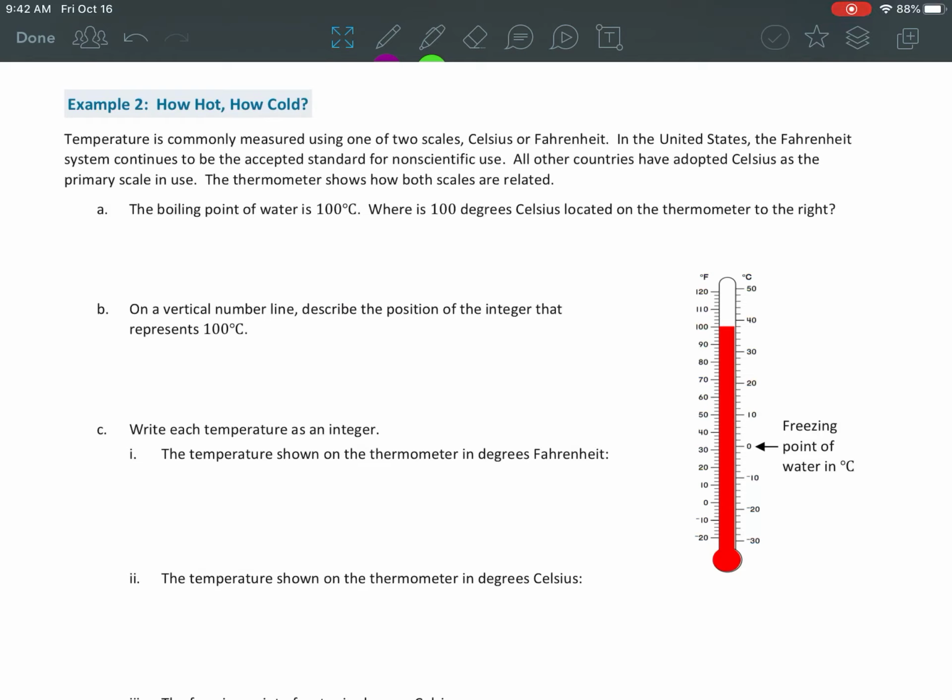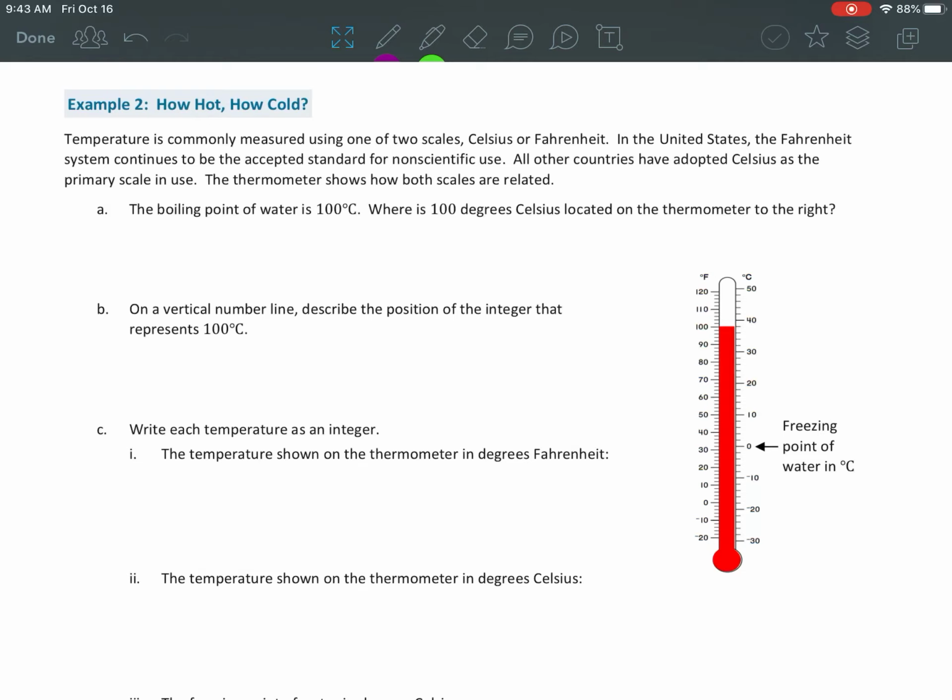Temperature is commonly measured using one of 2 scales, Celsius or Fahrenheit. In the U.S., the Fahrenheit system continues to be accepted standard for non-scientific use. All other countries use Celsius as the primary scale in use. The thermometer shows how both scales are related. The boiling point of water is 100 degrees Celsius. Where is 100 degrees Celsius located on the thermometer to the right?